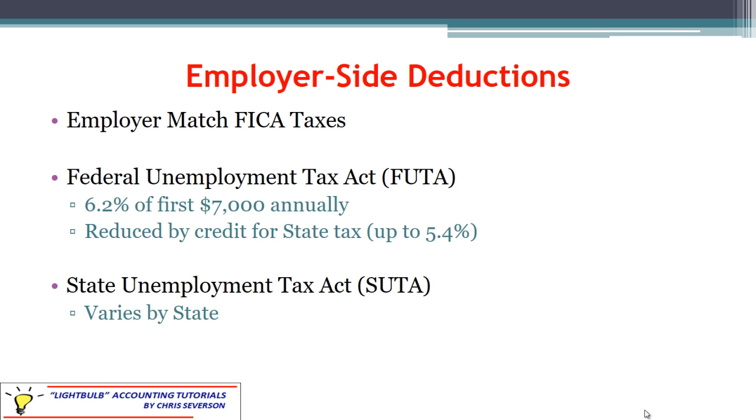Now, that federal tax, if your state had no state tax, then you would be paying a full 6.2% to the federal government. But if your state happens to have an unemployment tax of their own, they could have that tax rate all the way up to 5.4%, and that amount would be credited against your federal 6.2%. So what that would essentially mean is that if your state tax was 5.4%, your federal tax would only be 0.8%, I'm sorry.